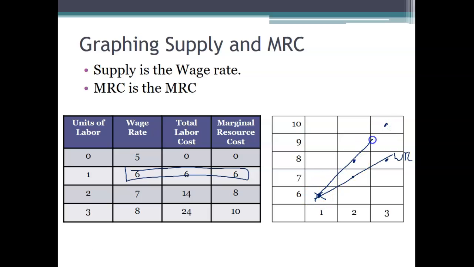So what we notice is that my marginal resource cost is greater than my wage rate. Just like before, my demand curve was greater than my marginal revenue curve. Similar kind of a concept. My wage rate is going to act like my demand curve did over here.